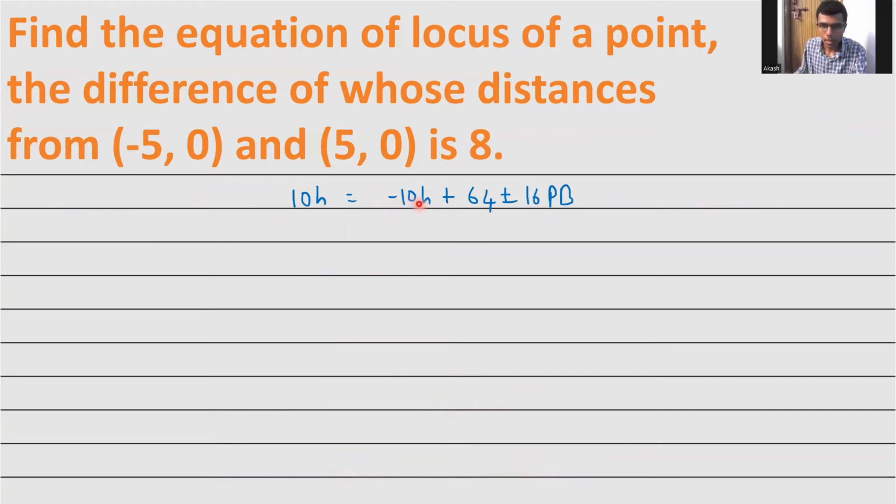Now, I'm going to get this minus 10h and 64 to this side. So I get 10h plus 10h minus 64 is equal to plus or minus 16 PB. Now, 10h plus 10h would be 20h. 20h minus 64 is equal to plus or minus 16 PB.